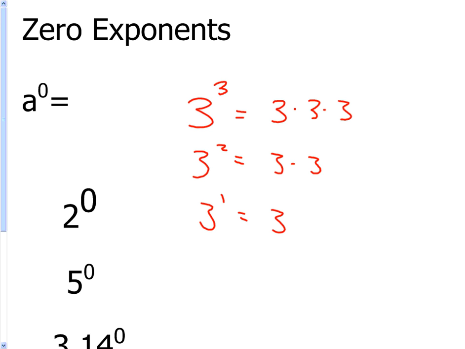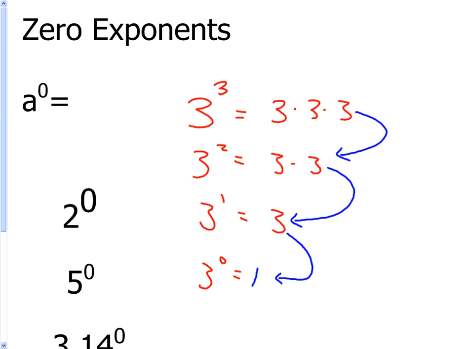And it just seems like, well, you just have one less 3 each time, right? And so why should 3 to the 0 be 1? Well, it's because you're looking at the pattern wrong. How do you get from here to here? Divide by what? How do I get from here to here? Divide by 3. What happens when I take 3 and I divide by 3? 1. And that'll be true for any number.